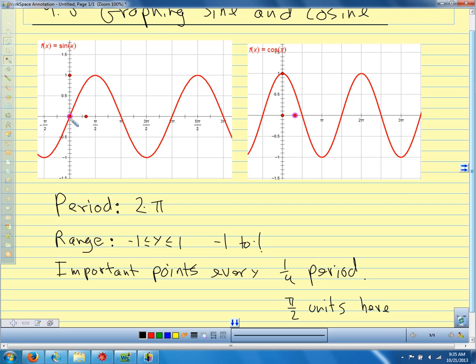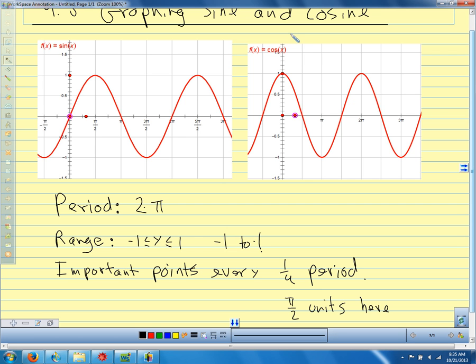So I start at 0, at pi over 2 here for the sine, I have a maximum. I go another pi over 2, I have an intercept. Another pi over 2, I have a minimum, and another pi over 2, I'm back to an intercept. So those key points, the maximum, the intercept, and the minimum, happen every quarter period. Same thing with the cosine, but the cosine starts up here at a maximum and goes down to an intercept at pi over 2, minimum at pi, 3 pi over 2, intercept again, and 2 pi, we get a maximum. And this will be true of any sine or cosine function that we graph. A quarter of a period is going to give us key points.